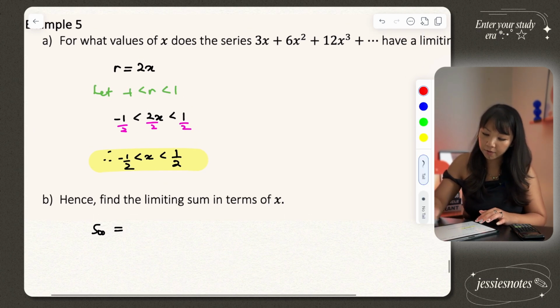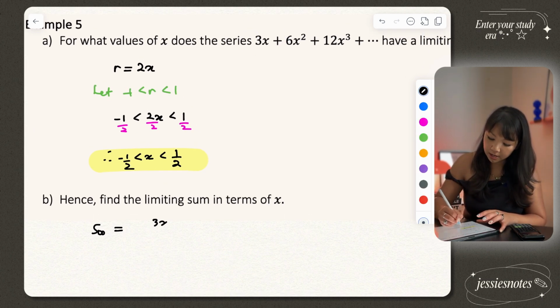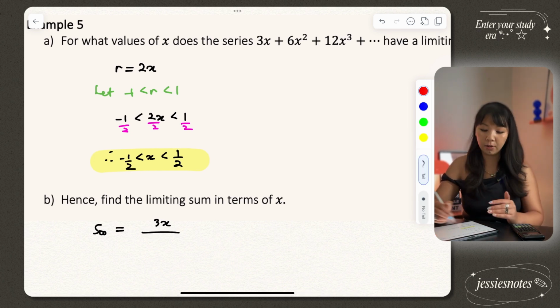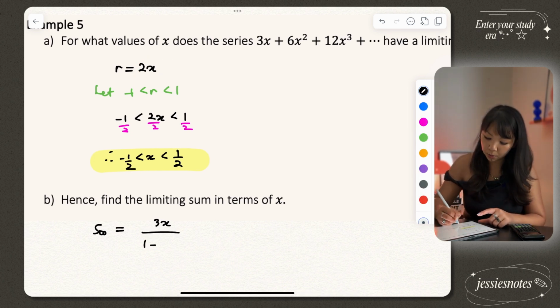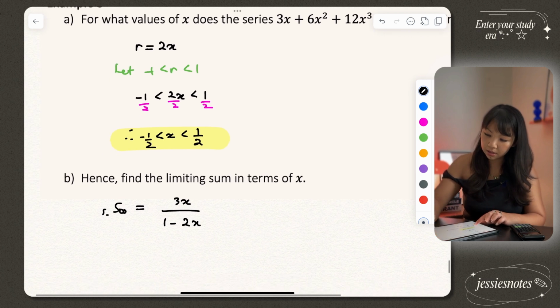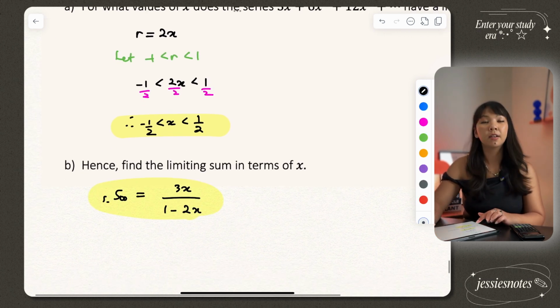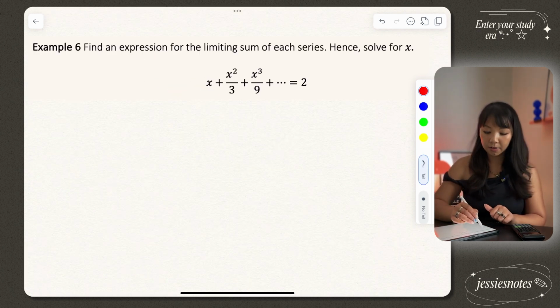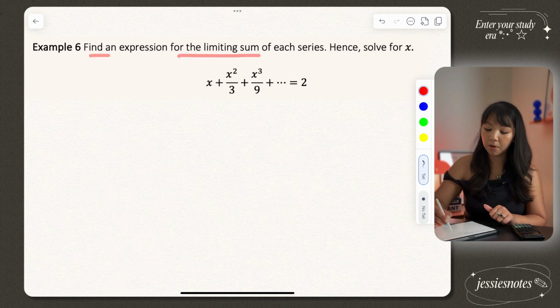So our a value is 3x, and we have 1 minus r in our denominator, where our r is 2x, so it's 1 minus 2x. And that's it. That's our limiting sum. Okay, example 6. Find an expression for the limiting sum of each series, hence solve for x.